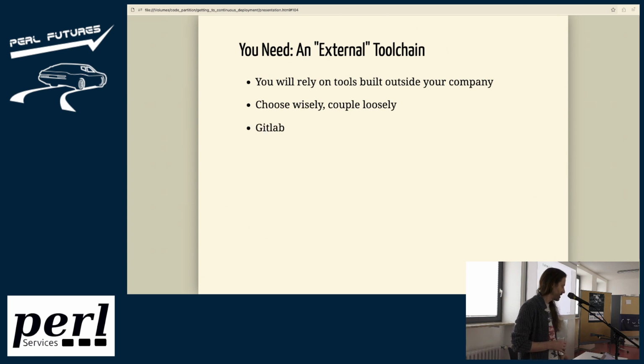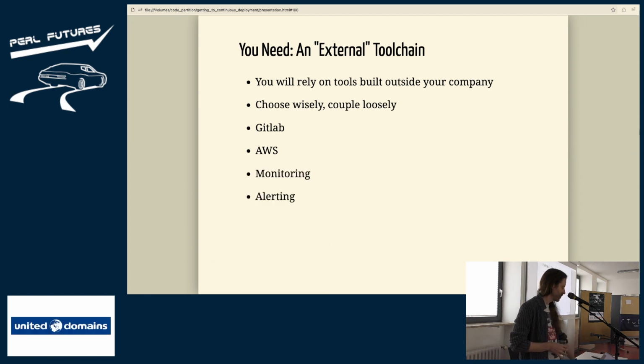What are we using? We're using GitLab. We use AWS. And as I said, we use AWS for our CI servers. So there's a lot of dependency there on a third-party tool. And again, you need monitoring and alerting. So we're using Grafana, Kibana, these kind of things to monitor and then chuck out alerts if need be, which I can demonstrate in a bit.